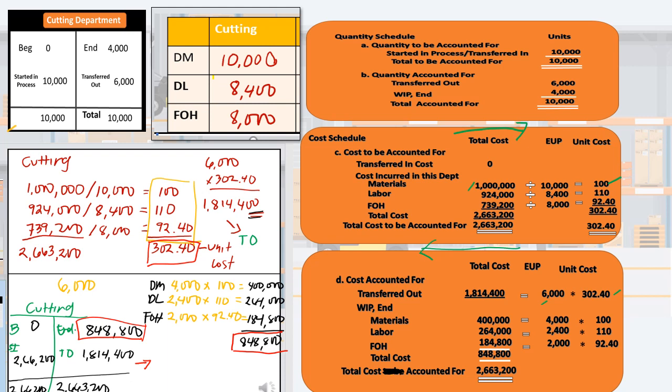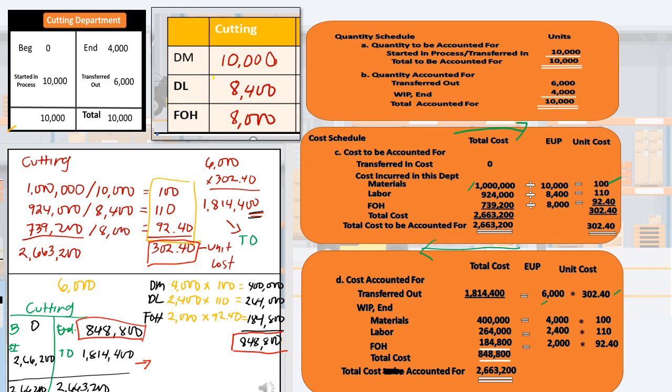Then, yung second component ng cost accounted for, we have the WIP ending. So, sa WIP ending, dahil magkakaiba po ang equivalent unit of production ng each manufacturing cost, we have no choice but to compute them separately. Kasi magkakaiba yung EUP ni materials, may iba yung EUP ni labor, iba din ang EUP ni factory overhead. So, ang gagamitin nyo lang po is yung unit cost multiplied by the EUP ng ending.